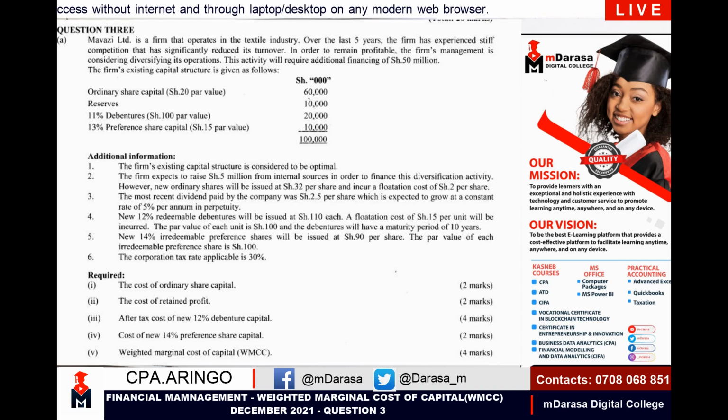So exactly we are able to pinpoint the new funds that we need to raise, which was how much? Which is 50 million. The firm's existing capital structure is given as follows, which is what I'm given here. Correct? Continuation of that, these are what you're told.